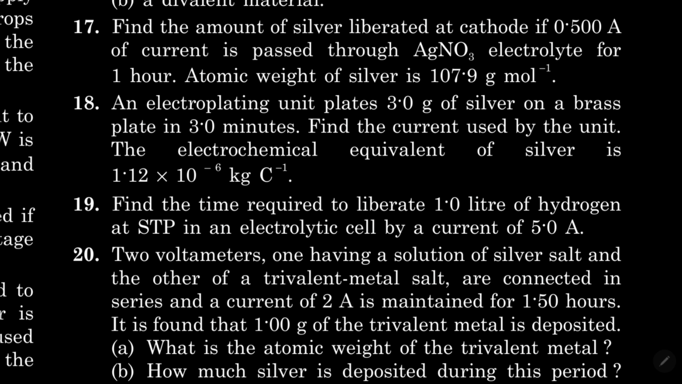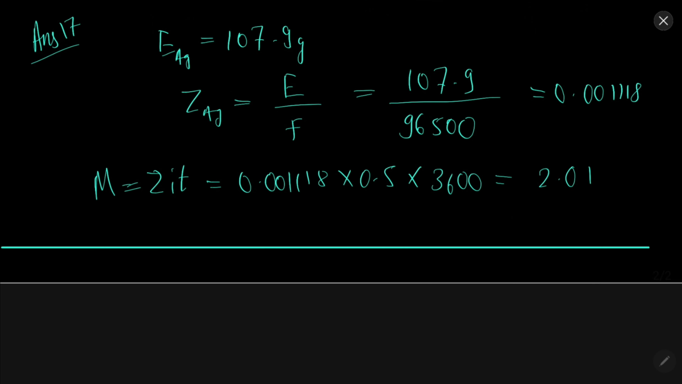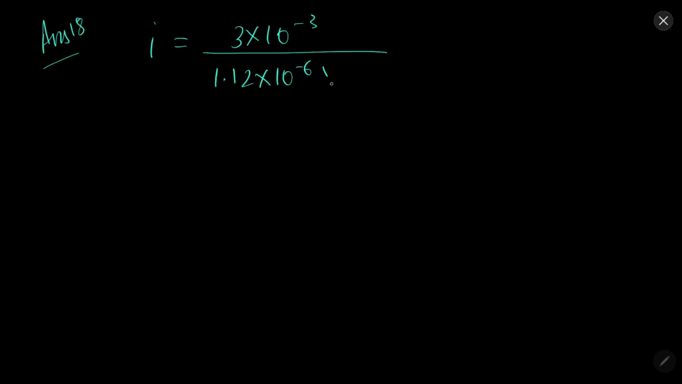In question 18, find the current used by the unit. Solution 18. So current will be 3 into 10 to the power minus 3 over 1.12 into 10 to the power minus 6 into 180, which will give us 15 ampere.